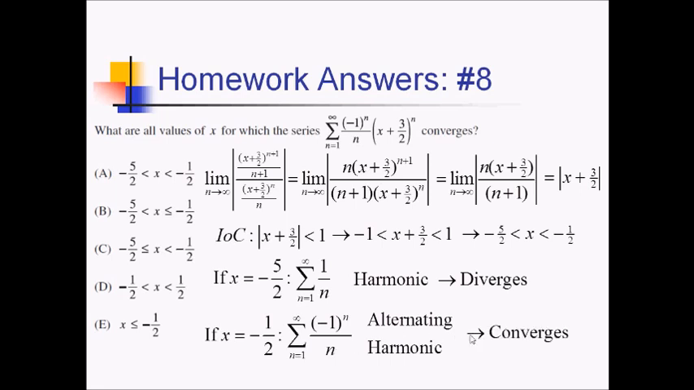So our final draft of our interval of convergence is going to then be negative 5 halves less than x less than or equal to negative 1 half, because this endpoint converged. And that is going to give us choice B.